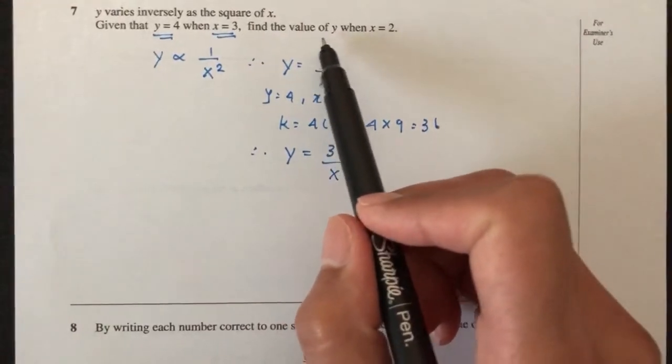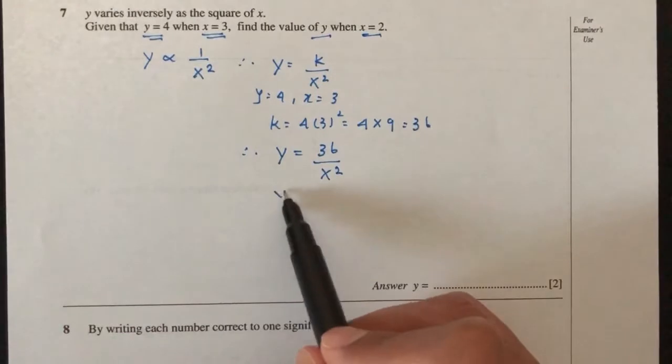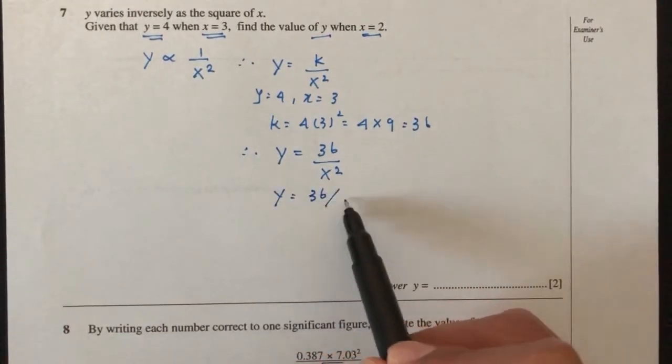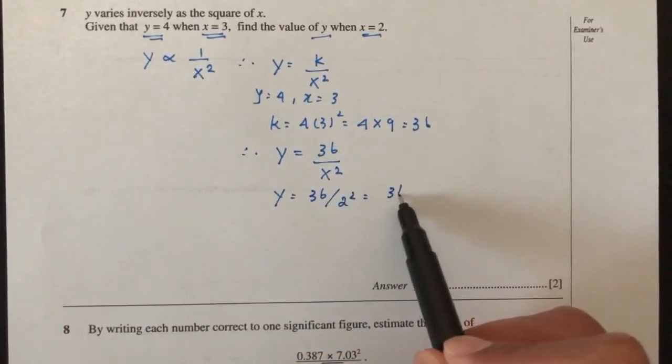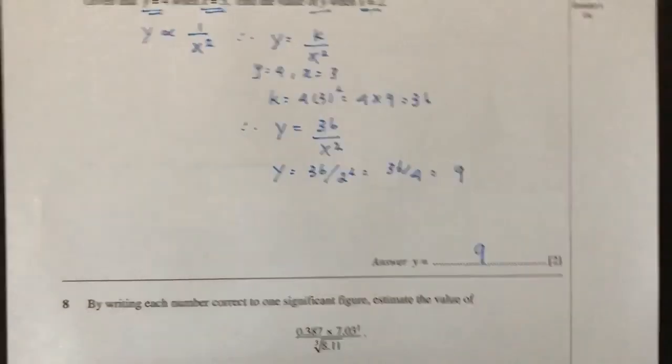So now the question: find the value of y when x is equal to 2. So y will be 36 divided by 2 squared. That will be 36 divided by 4. That will be 9. 9 will be your answer.